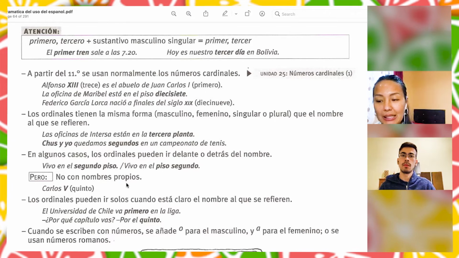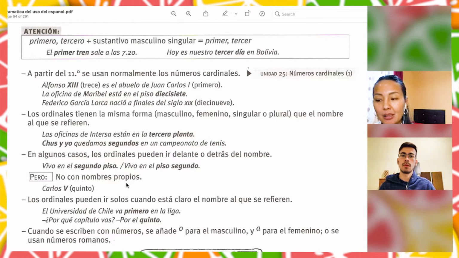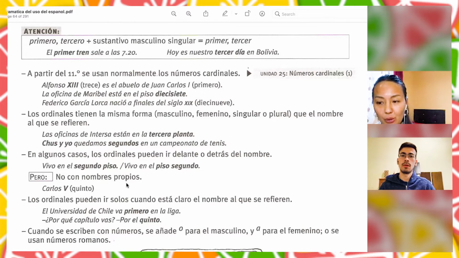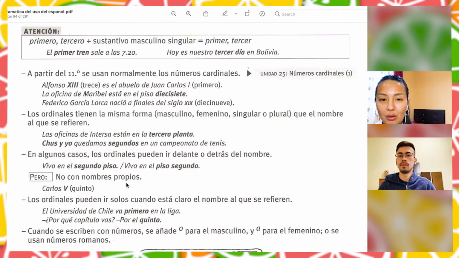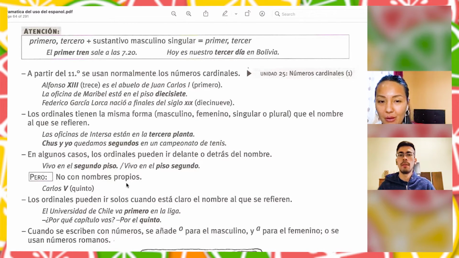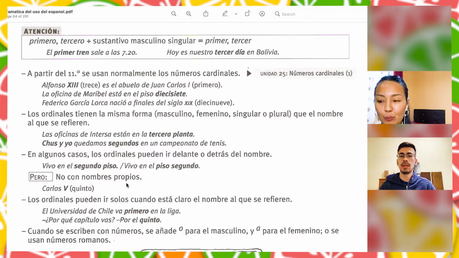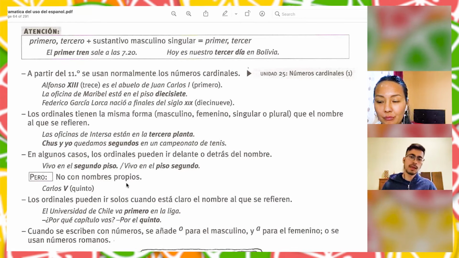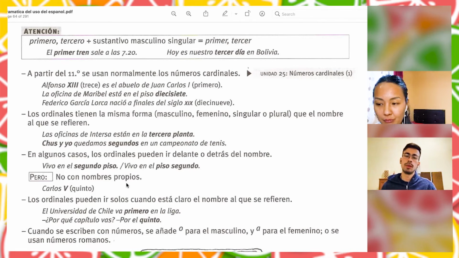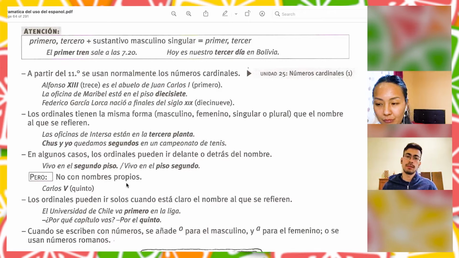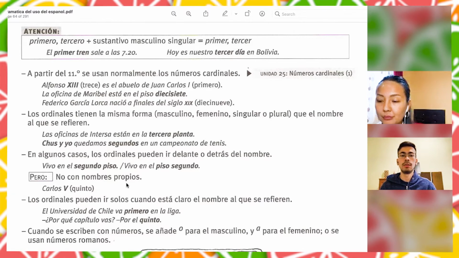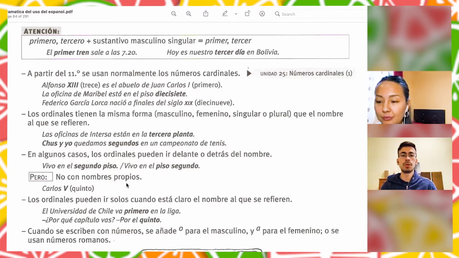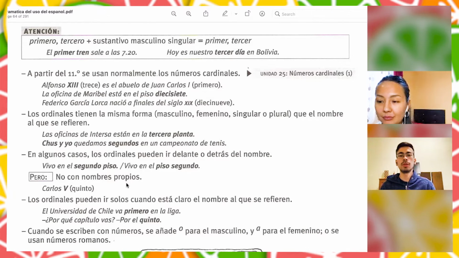I have a question. Can we say las oficinas de Intersa están en tercera planta? Why do we use la tercera planta? En la tercera planta. Because you said that we don't have to use the article, but la means it is with planta, with the floor, not with the tercero. Thank you. Yes, great.